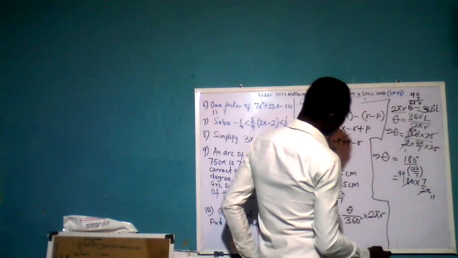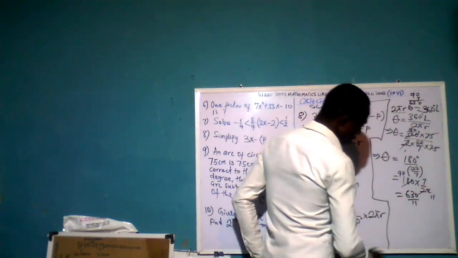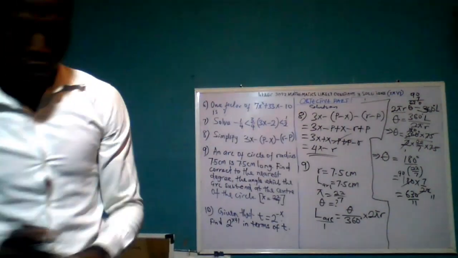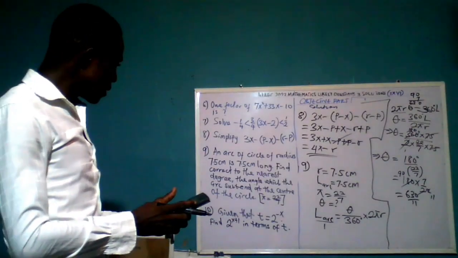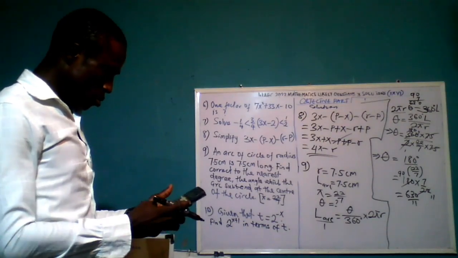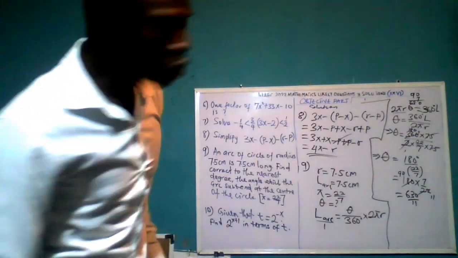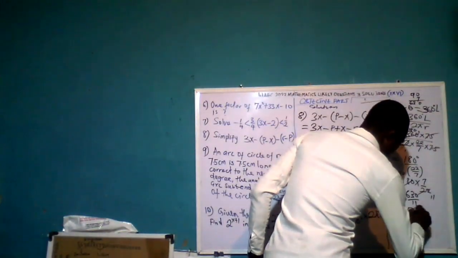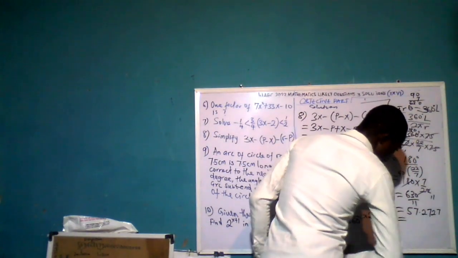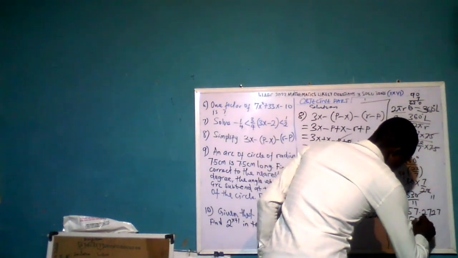So you have 630 divided by 11. Let's just use your calculator: 630 divided by 11 will straight away give you 57.2727, which if you approximate to the nearest degree, will give you 57 degrees.